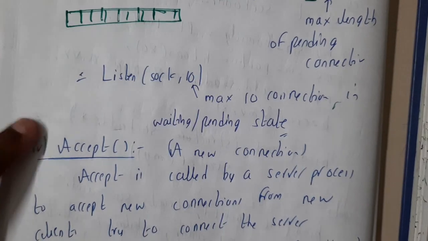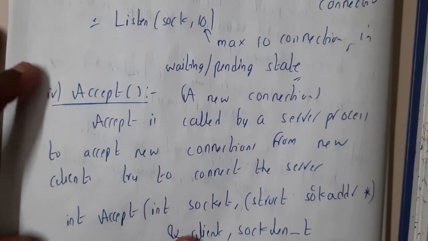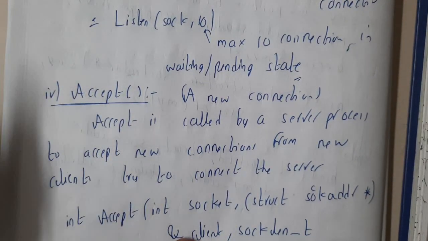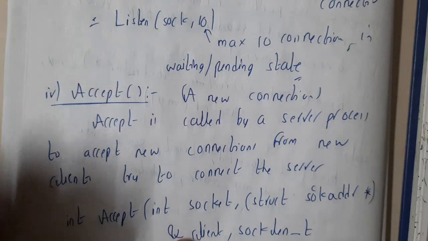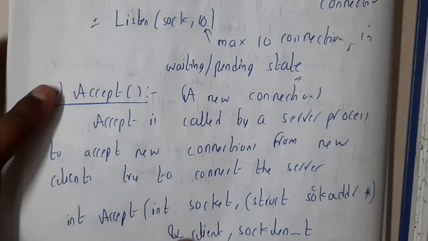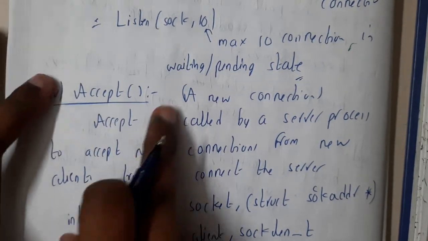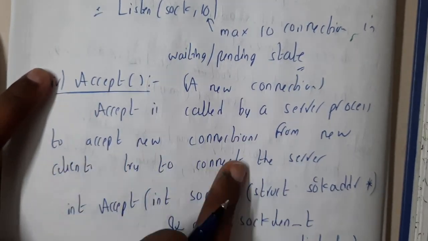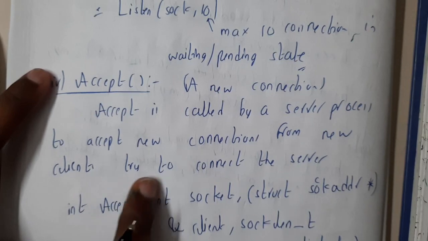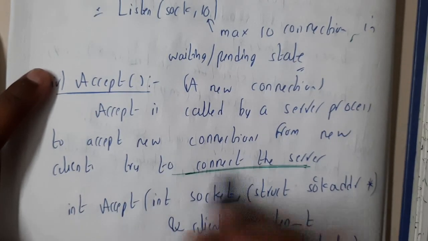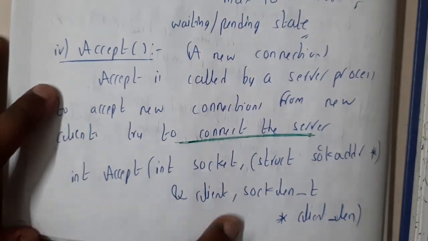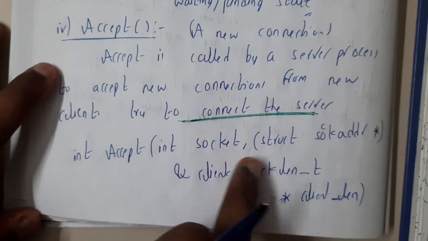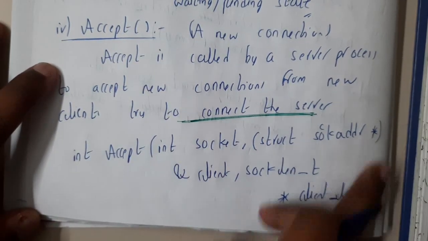Similarly, accept is nothing but waiting for someone to connect, meaning it will accept whoever comes. In that way it is ready to connect now, and that is specified by accept. Accept is called by a server process to accept a new connection from a new client trying to connect to the server. Whenever someone is trying to connect to a server, we will be using this accept. The syntax is int accept(int socket, and the structure will be in this way. Please go through it.